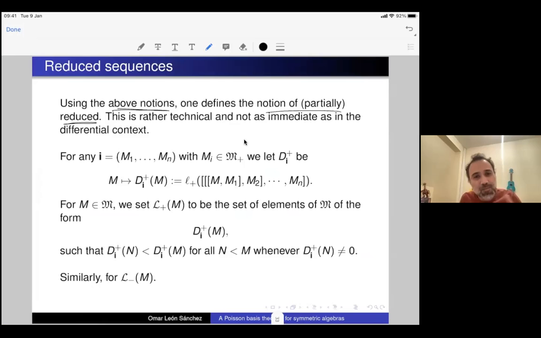So what's going on is that you take a tuple of elements in the basis, say of positive degree, and you denote this kind of derivative operator. You define it to be this. And then you take the upper leader. Now remember that these brackets are like taking derivatives, several times. So this is like taking derivatives in some sense. It's kind of an analog to the differential context.